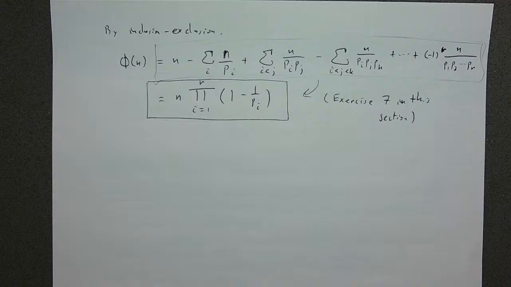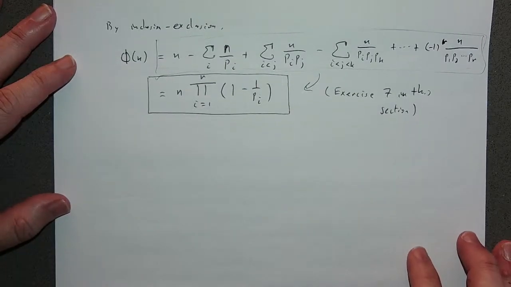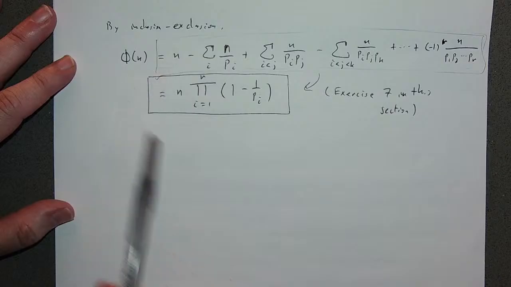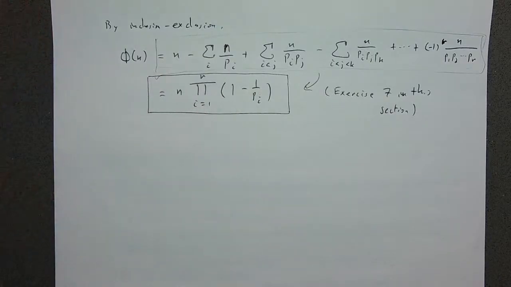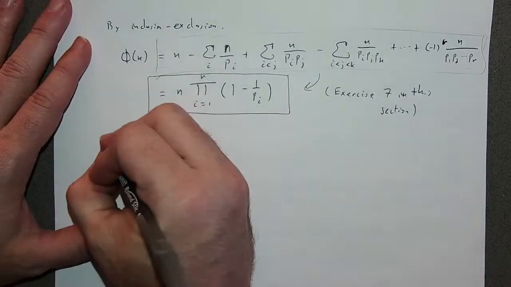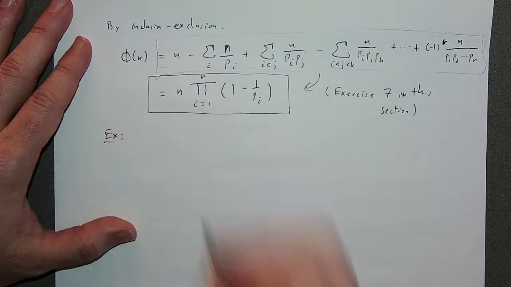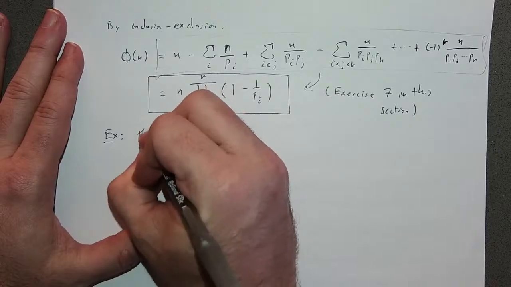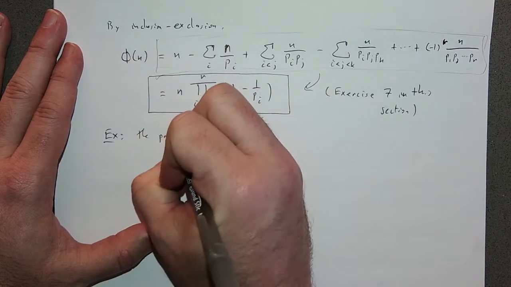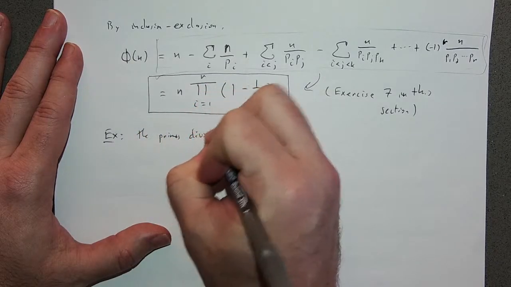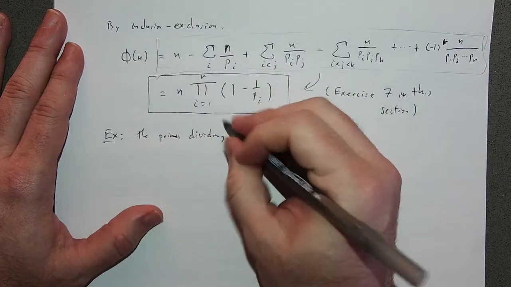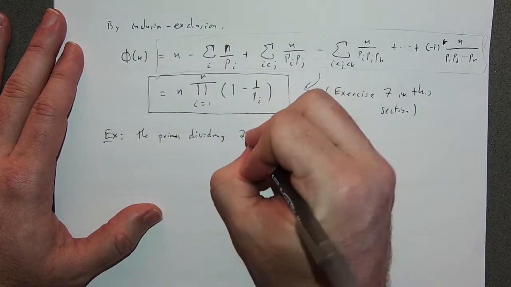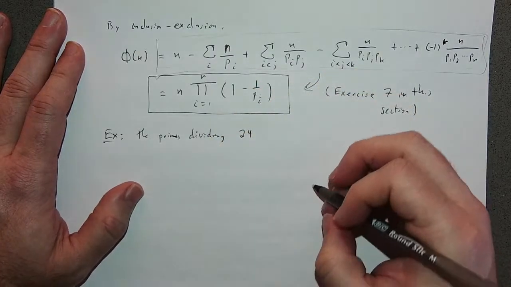Notice you might not believe this all of a sudden. Like you might say, I don't know what to say about this. Let's try specific examples. The primes dividing 24 are 2 and 3.